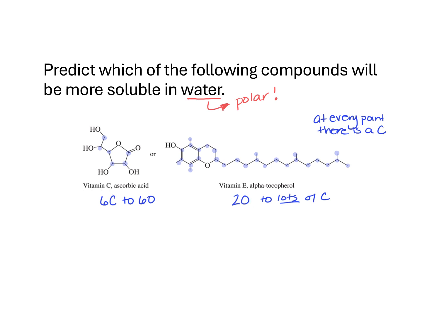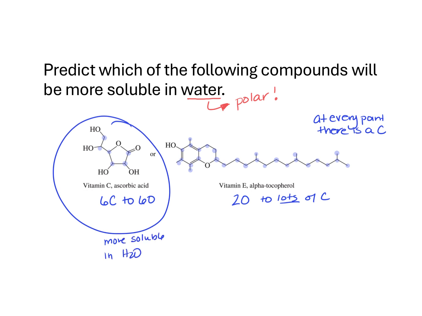So when we look at this, we can say, hey, this guy right here, it's going to be more soluble in water because there are more oxygens per carbon to form hydrogen bonds with water. Okay, and so this is the way that we can use this idea of polarity and intermolecular forces to be able to predict solubility.